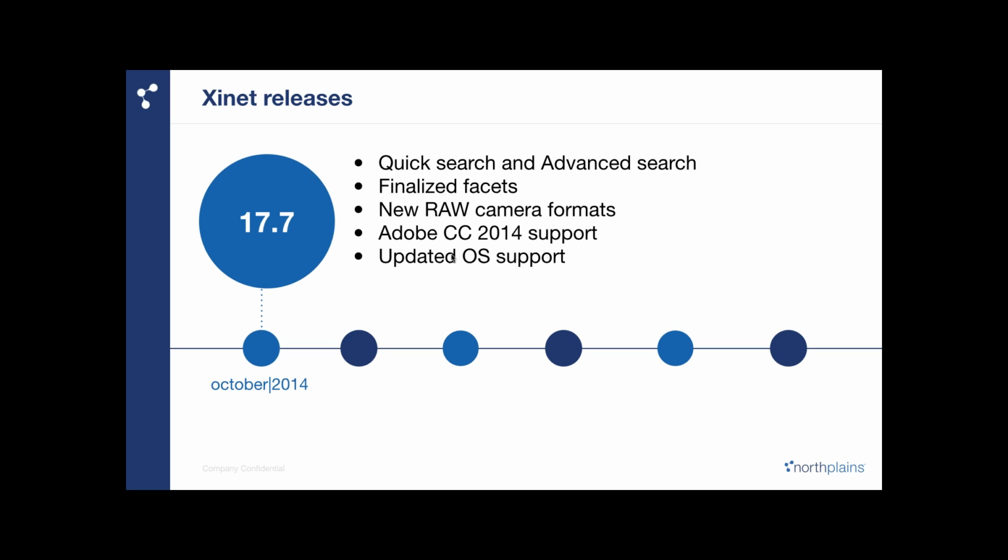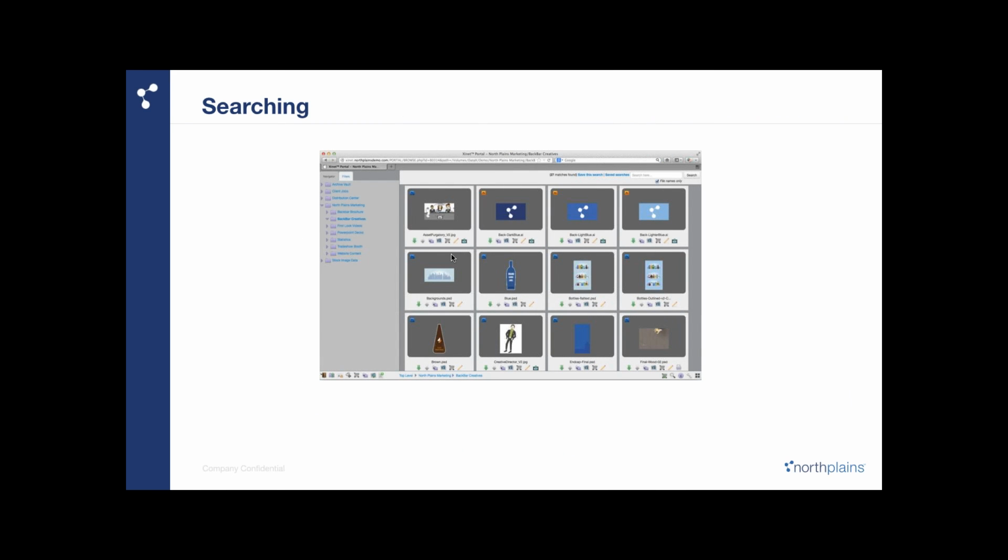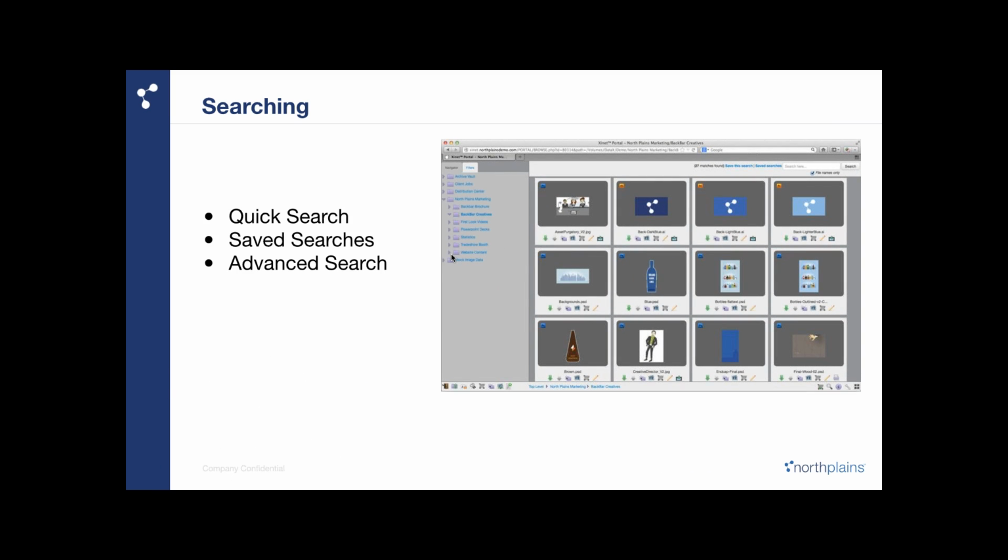Okay, so 17.7 we've just released 2 or 3 weeks ago. Quickly, these are the topics again of what we've done. We have a quick search and advanced search, and I'm going to explain what this means in a minute. We have finalized our facets or filters to trim down a quick search result. We've updated our raw camera library, we've updated our Adobe plugins, and we've added a new platform that we run on. So first of all, searching.